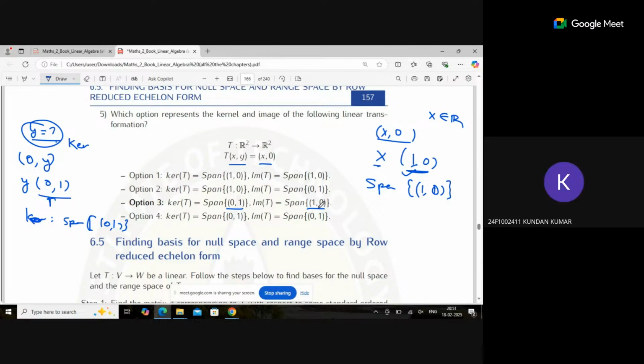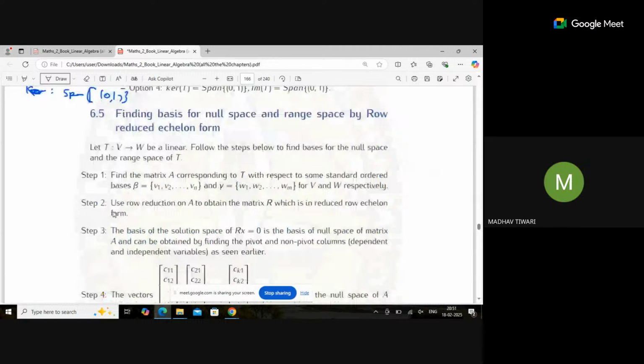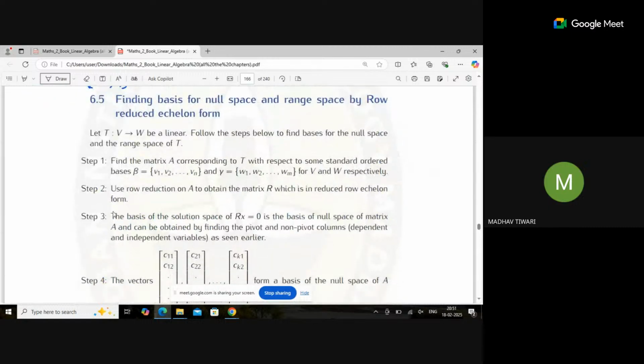Yes, sir. So finding basis for null space. Yeah, could you explain that one again?